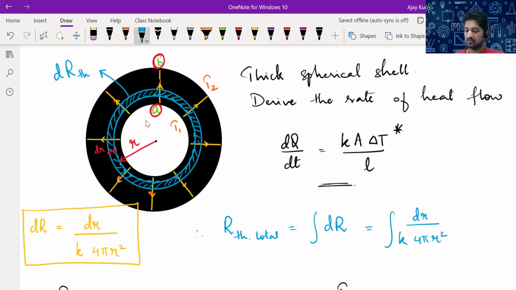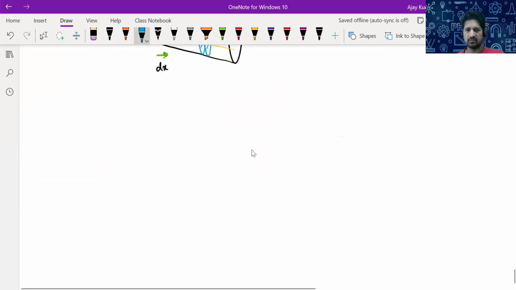And the limits for integration, you want to cover all the spherical layers, no? So you'll have to take the radius of the first spherical layer and the radius of the last spherical layer as the limits. Radius of the first spherical layer is A, and the last spherical layer through which heat passes, the radius is B. So limits for r will be from A to B. That's all. This will give us the total thermal resistance. So let me write it here.